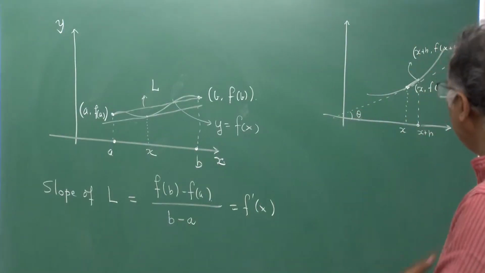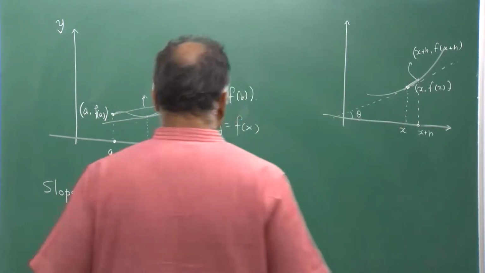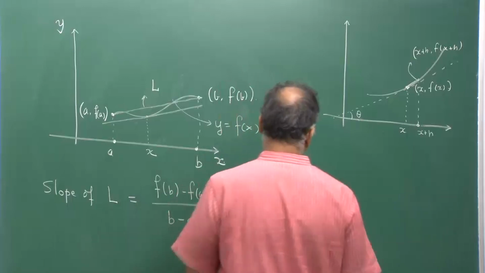Now, let us give a physical explanation of what we have just written down as the Lagrange mean value theorem. The physical explanation is the following.